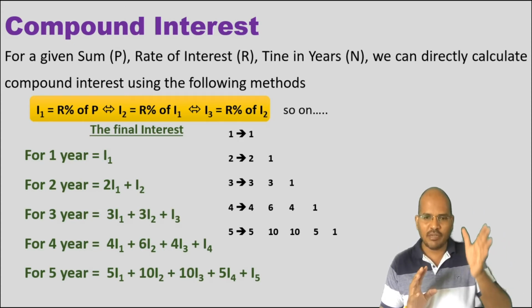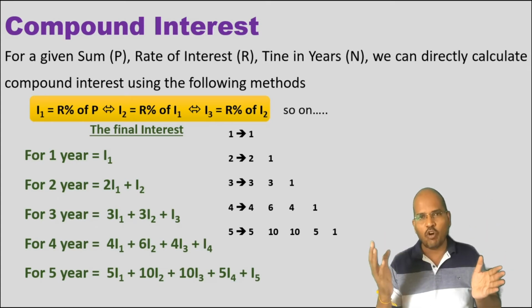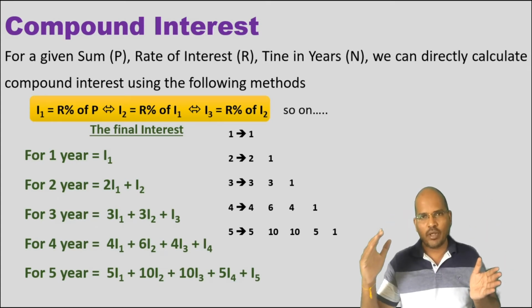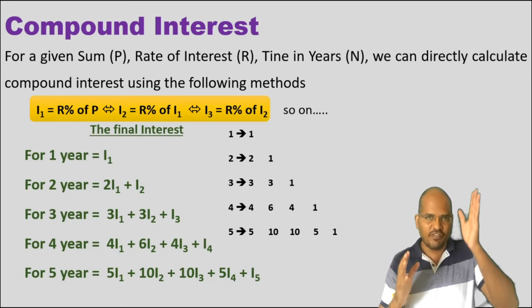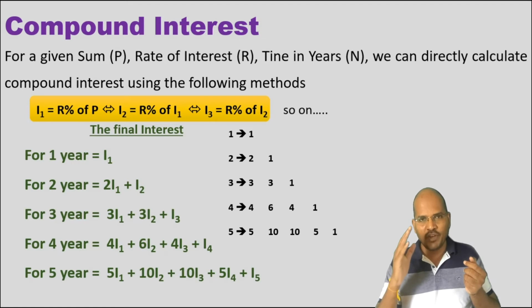Now the first term is always the year number. First year 1, second year 2, third year 3, fourth year 4, fifth year 5, the coefficients. And the last coefficient is always 1. See, 1, 1, 1, 1, 1, isn't it? So the first term is the number of years, and the last term is always 1.